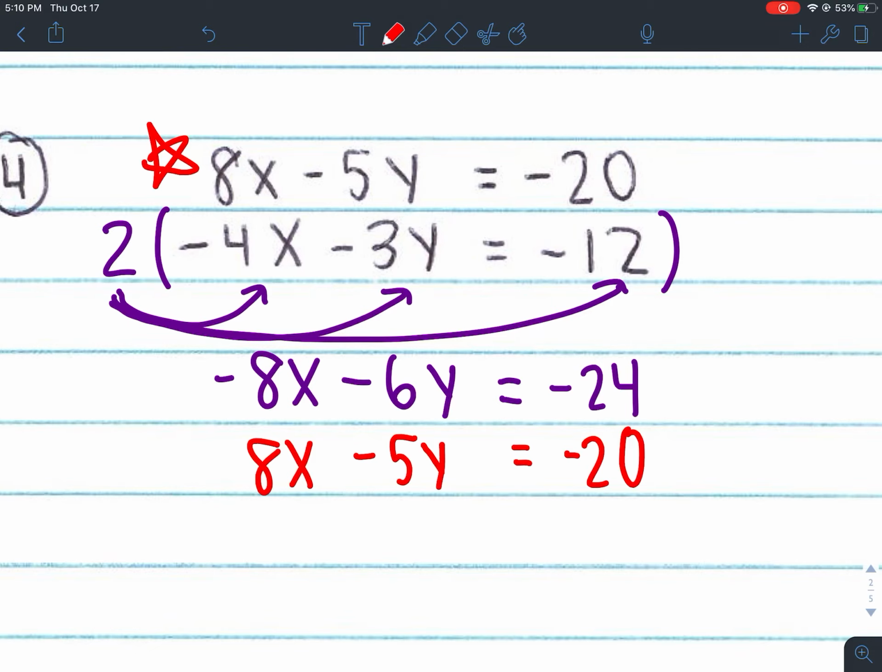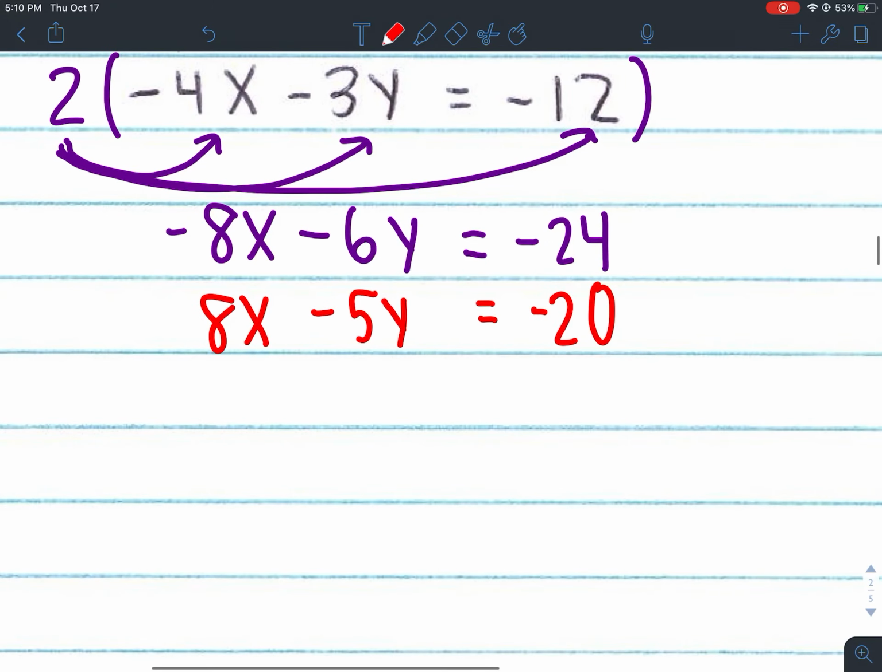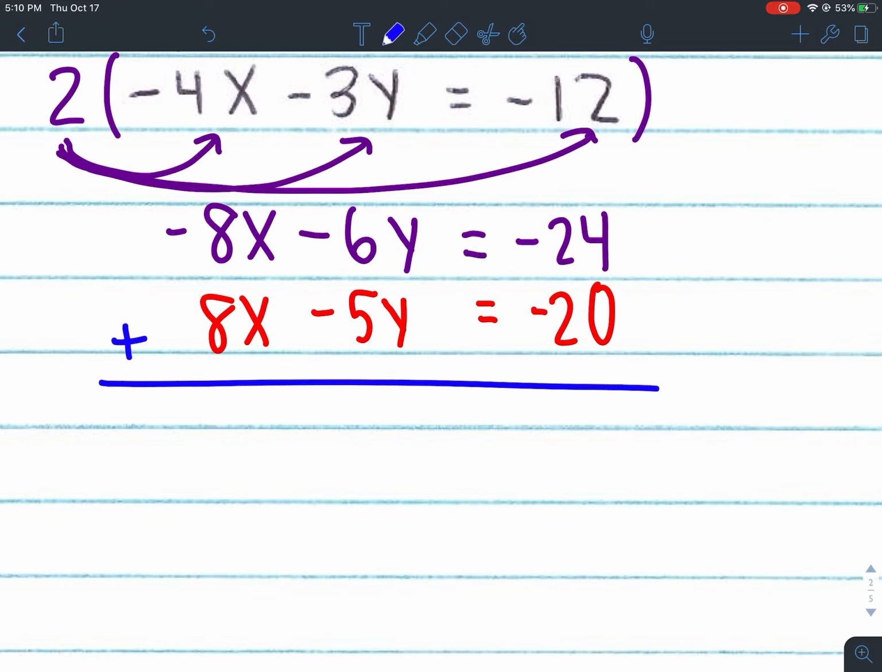Okay? Now, why did we multiply by 2? We're trying to get rid of one of our variables. We're trying to eliminate one of them. And the easiest one to eliminate was the x variable. So I wanted to do some plastic surgery, some manipulation to get rid of that x variable. So now I can see clearly that I can eliminate my x's.